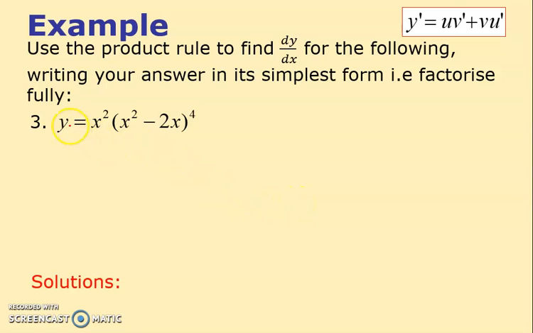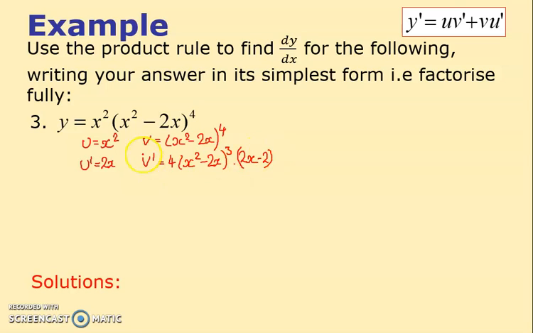And I think this is our last example. So what have we got? We've got y equals x squared, so u equals x squared. U dash equals 2x. Hopefully you're good at differentiation in those. But v is this slightly more complicated, x squared minus 2x to the 4. This will require the chain rule. Bring the power down to the front. X squared minus 2x now to the 3. Don't forget to differentiate the bracket, which is 2x minus 2. Okay.